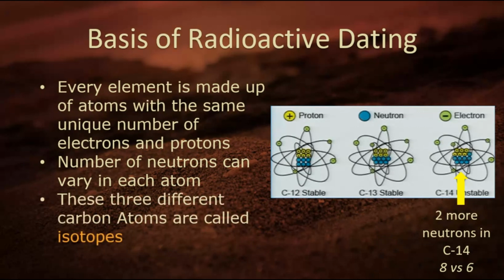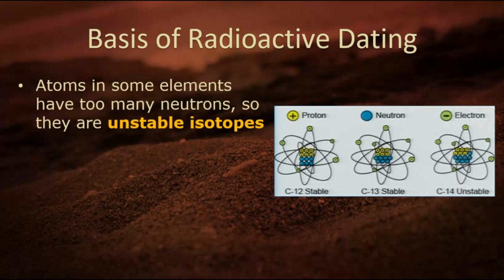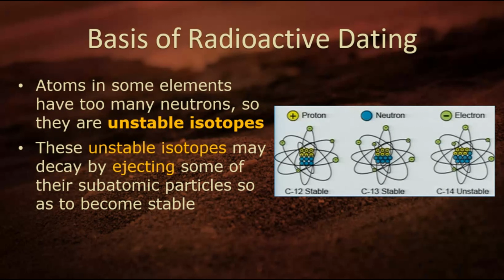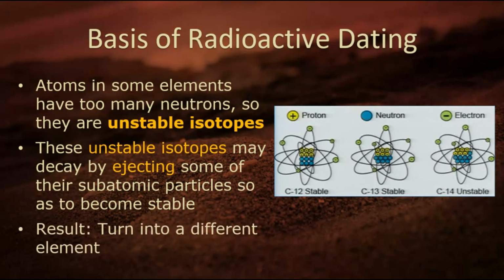These 3 different carbon atoms are called isotopes. Atoms in some elements have too many neutrons, so they are unstable isotopes. So the unstable isotope we see is the last one, carbon-14. These unstable isotopes may decay by ejecting some of their subatomic particles so as to become stable. The result is they'll eventually turn into a different element, and I'll talk about this later because carbon-14 will go back to nitrogen. So carbon will turn into nitrogen.